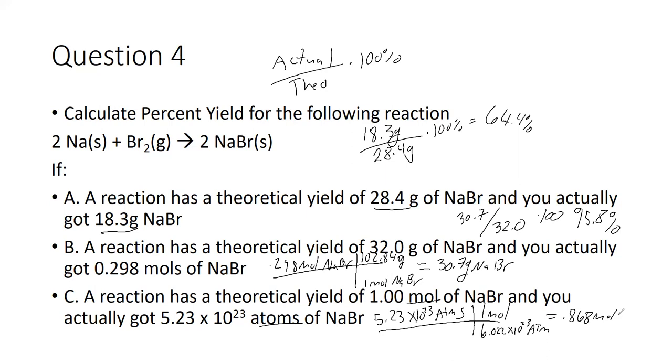That's my actual. And my theoretical is 1. So that math is rather easy. It's 0.868 divided by 1 times 100%. So my percent yield is 86.8%.